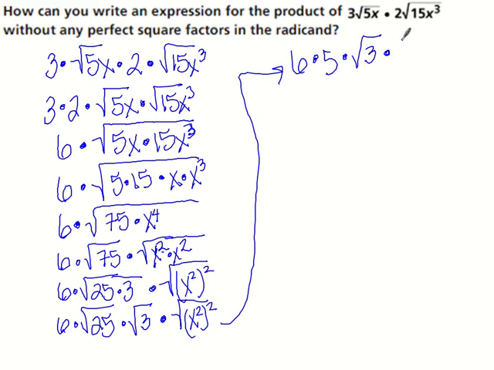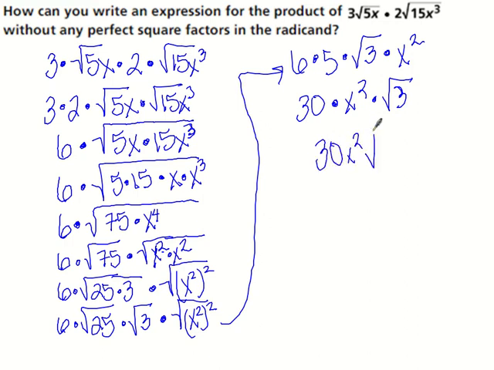I'm left with my base x squared. 6 times 5 is 30, commutative property of multiplication, x squared times the square root of 3. And then to fully clean it up and be done, we just say 30x squared square root of 3. And there it is. Now, I know this was a lot of work.